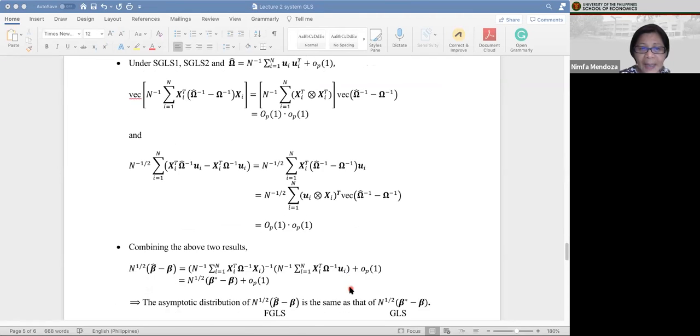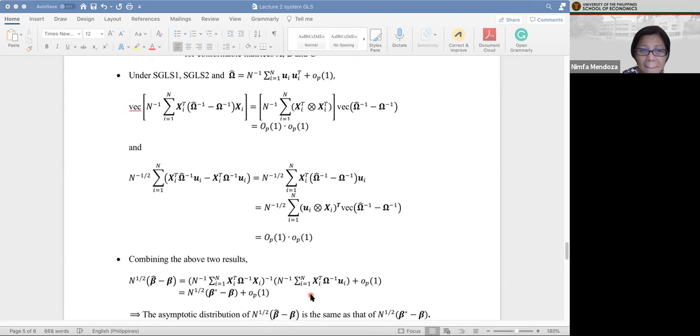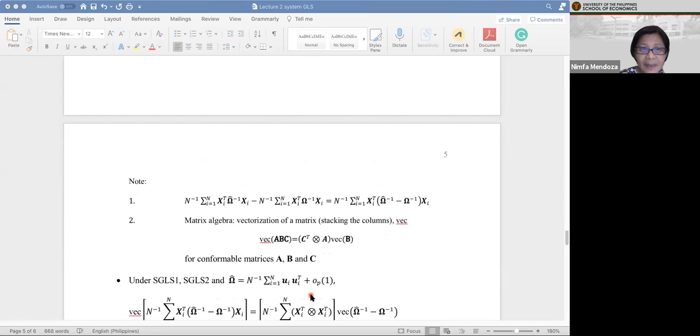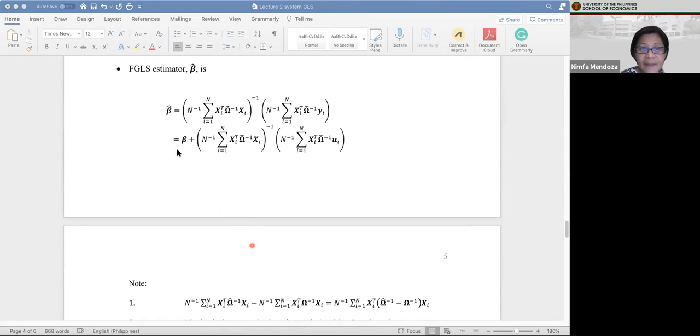So if we combine these two results, we have square root of n times beta hat minus beta. You can get it from here. Square root of n beta hat minus beta, then you get this expression.